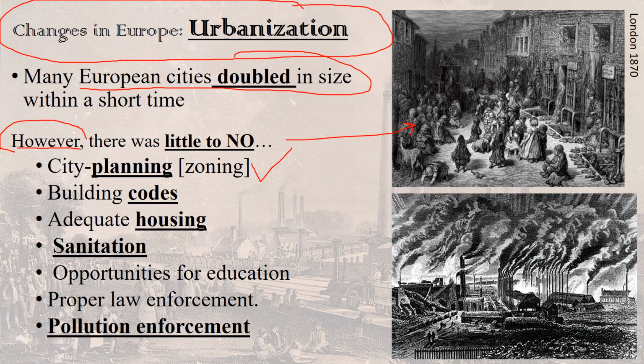That did not exist back then. You had money, you wanted a factory, you built it wherever you wanted. And it was just throwing poison into the air, into the ground, into the water. There were no building codes.